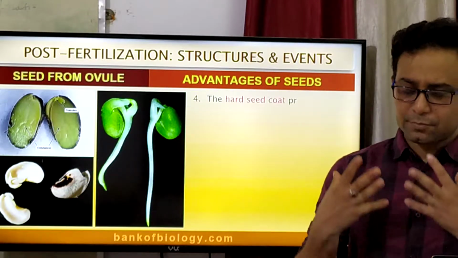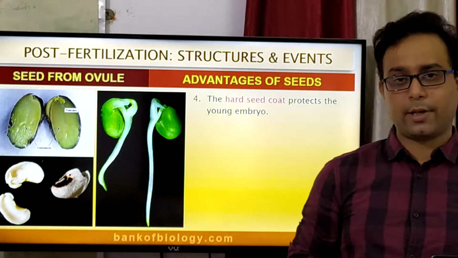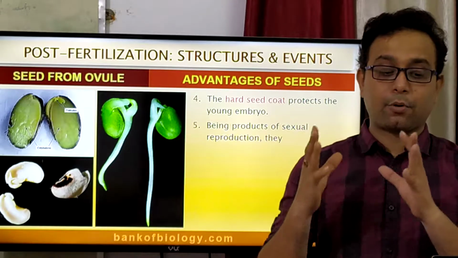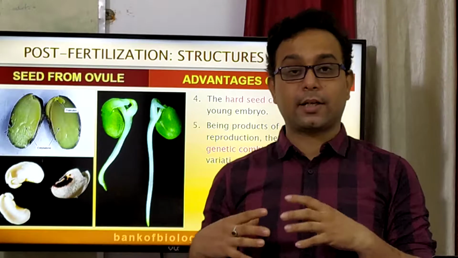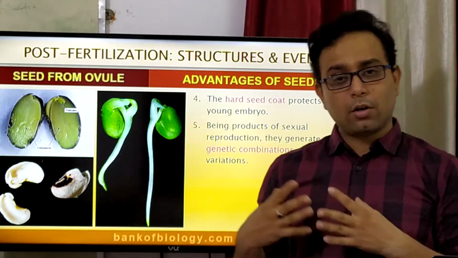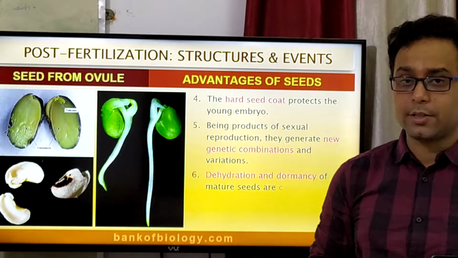Now, the hard seed coat protects the young embryo, right? Because the embryo is present inside the seed. Being ultimately a product of sexual reproduction, they generate new genetic recombination that leads to variation. We already discussed that variation is a very important thing for living organisms.